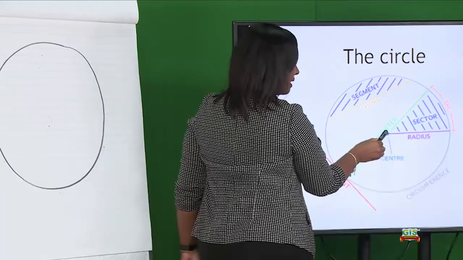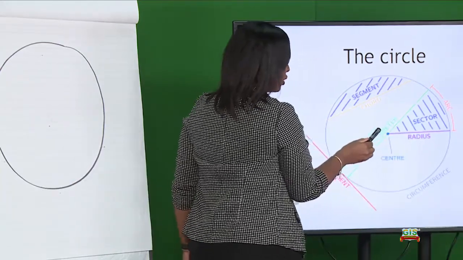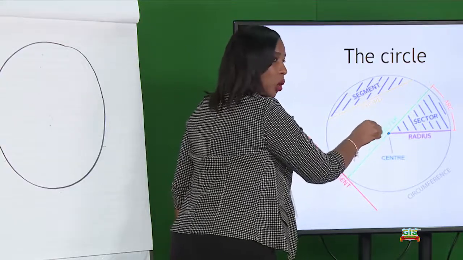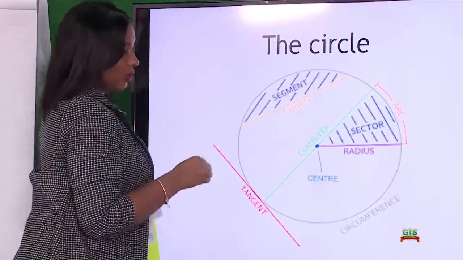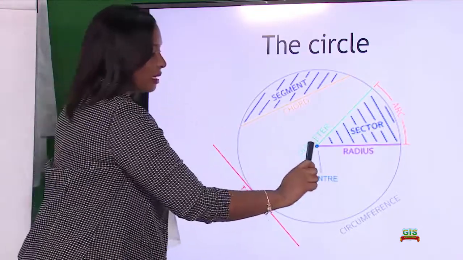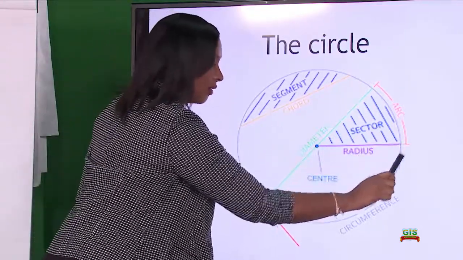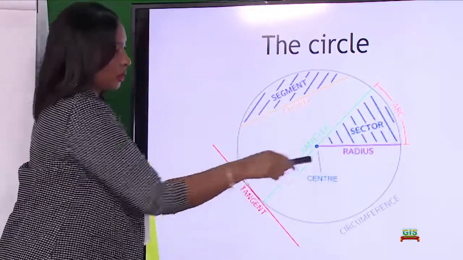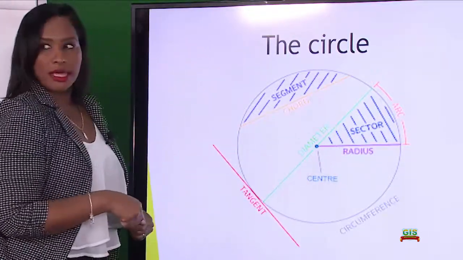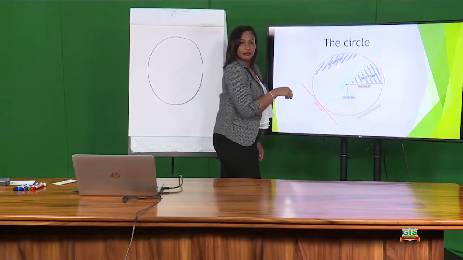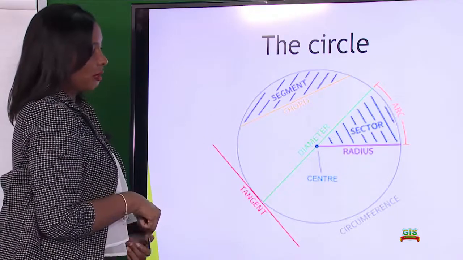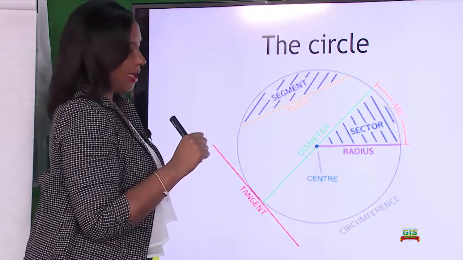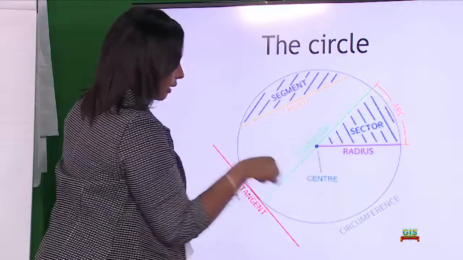Now, there's the center of the circle here, and most times it is denoted just by an O. So once you see the O, it means that this is the center of the circle. Any line coming from the center of the circle to the circumference is called a radius. So the radius is half of the diameter. Or you need two radii, R-A-D-I-I, to form a diameter.